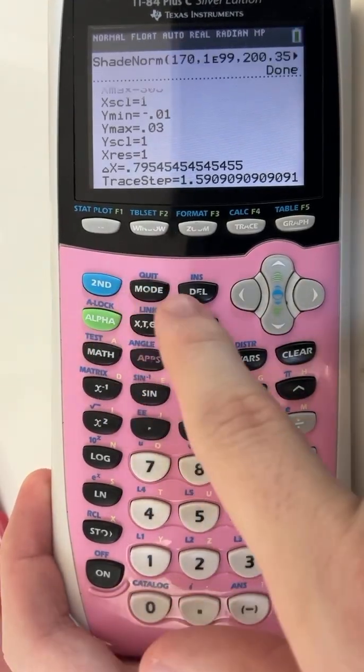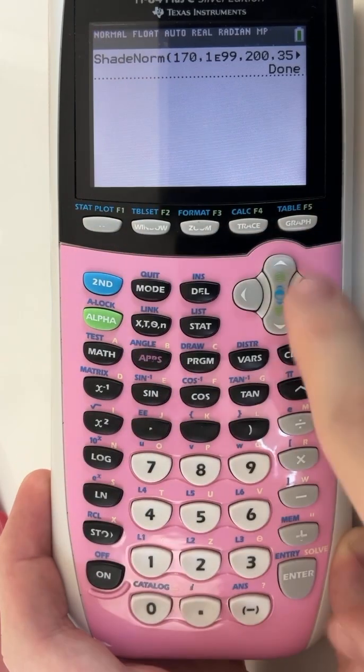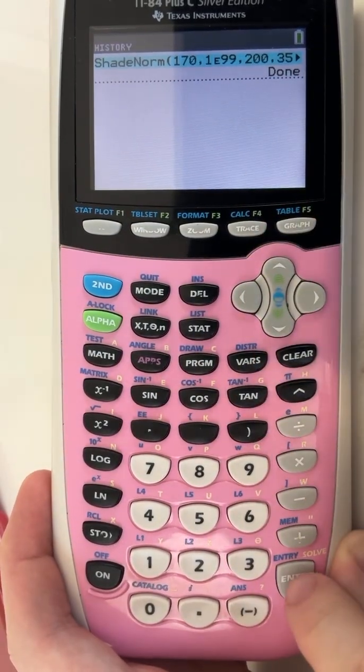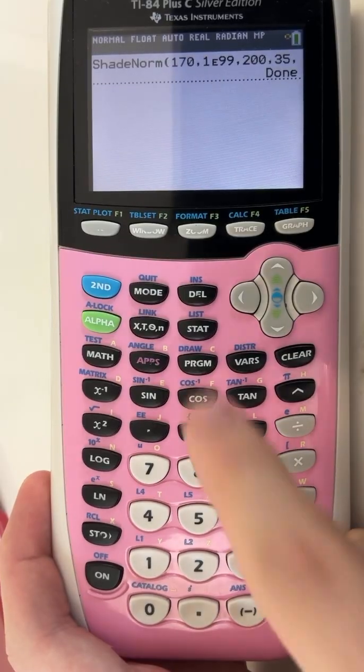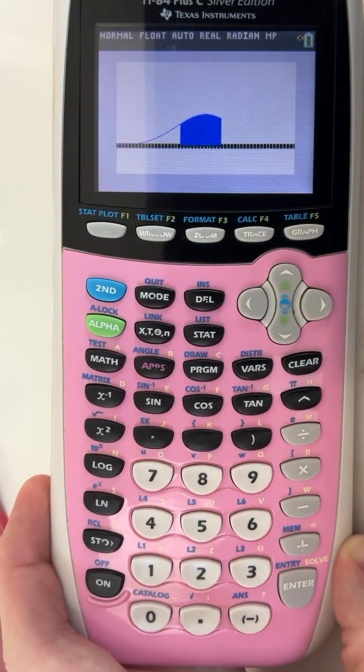So we'll do second quit to get into the menu of all of our past expressions. We'll press up twice, and then we'll hit enter. And then we'll hit enter again to replicate this command. And now you see it draws it, and the y-axis is a little smaller, so we can see a little bit better.